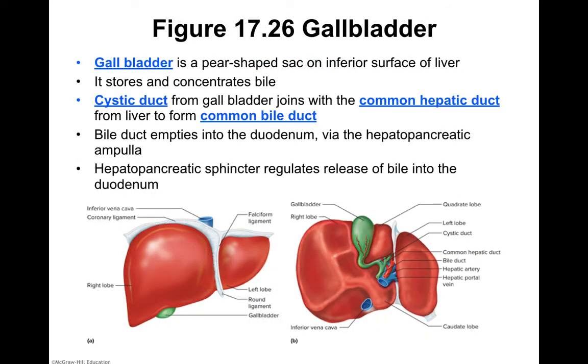The gallbladder is a pear-shaped sac on the underside of the liver. It stores concentrated bile. There is a cystic duct that goes from the gallbladder, joining with the common hepatic duct, forming what is known as the common bile duct. The bile duct empties into the duodenum through the hepatopancreatic ampulla, and it has a muscle at the end called the hepatopancreatic sphincter that regulates the release of bile into the duodenum.